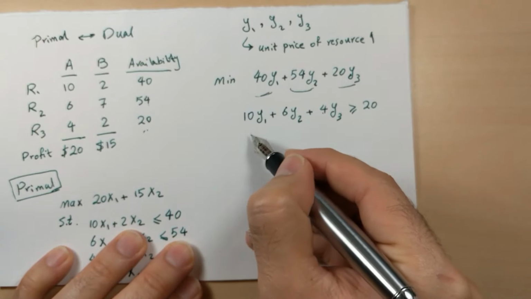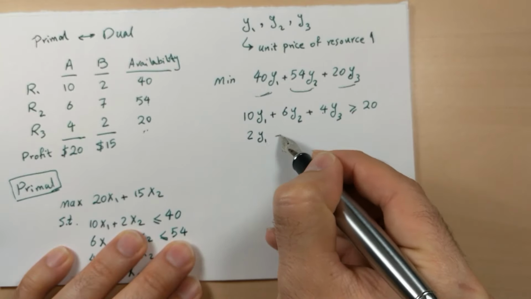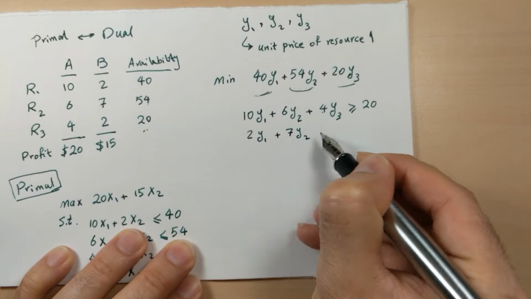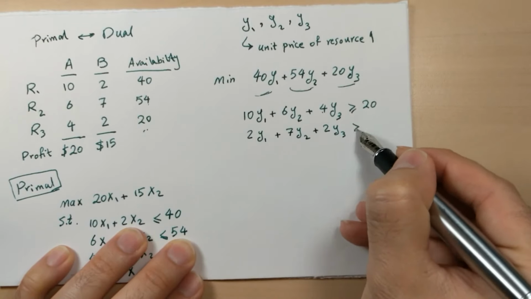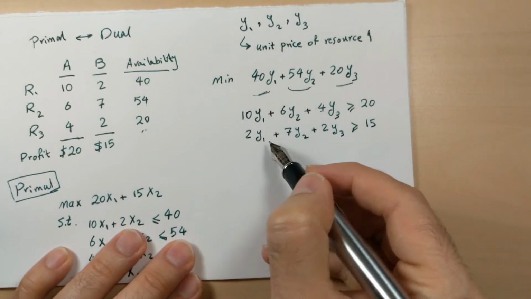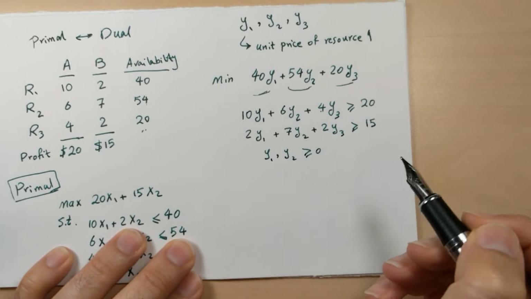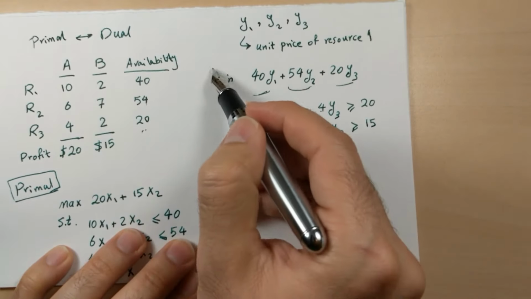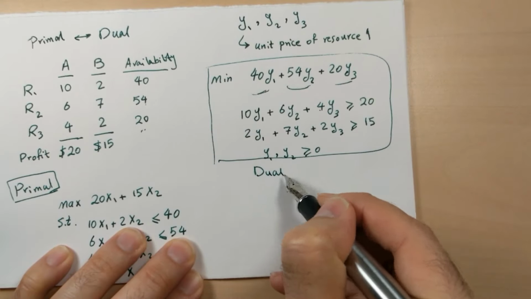Similarly, we have another constraint for product B. So they want to make at least $15 by renting out their resources. Definitely y1, y2, and y3 should be greater than or equal to 0, because the price cannot be negative. This is the dual problem.